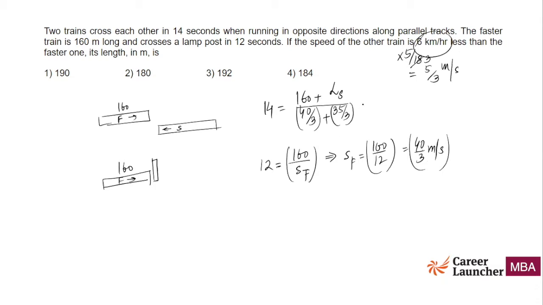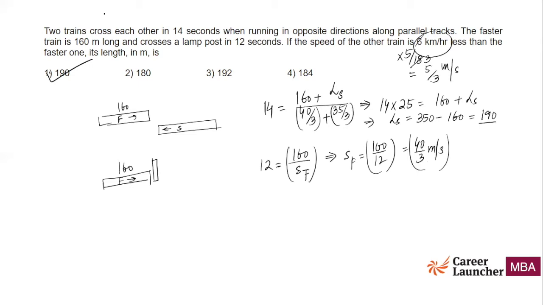Okay, so if we solve this, 40 plus 35, 75 by 3, 25. So we'll have 14 into 25 will go to the other side, is equal to 160 plus length of the slower. And length of the slower will be 25 into 14, which is 350, minus 160, which will give us 190 as the length. So first option.